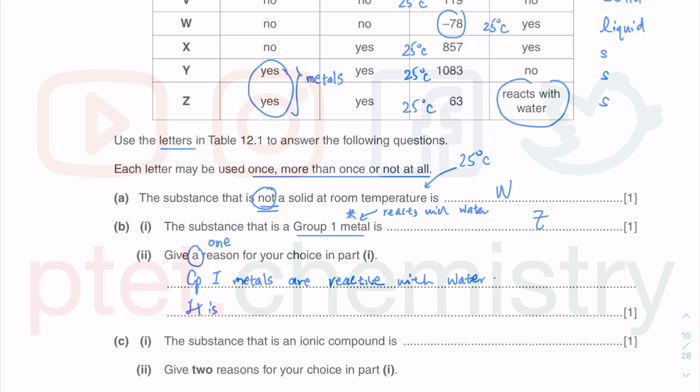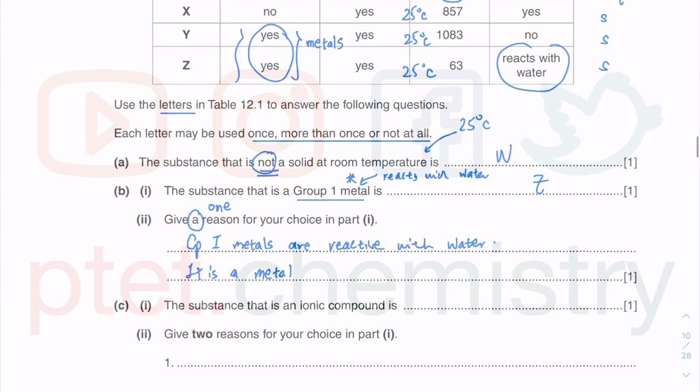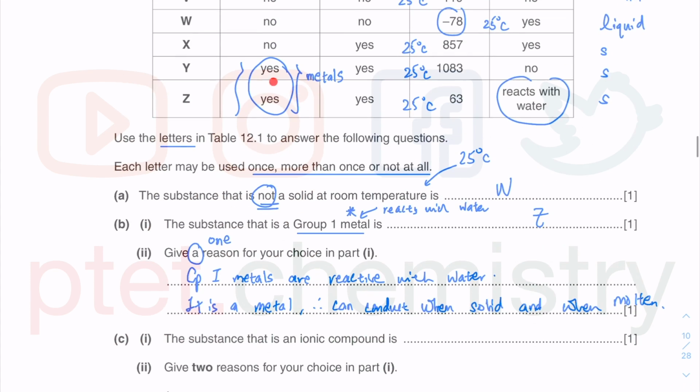It is a metal because it can conduct in the solid. That's what the question says, when solid and also when melted, meaning in liquid state. When you melt, you become a liquid. So both of them conduct when they are solid as well as when they are liquid. So it is a metal, therefore can conduct when solid and also when molten. Alright, they just want one reason. I'm pretty sure this is the better reason than this, because by saying this, Y could also be the answer, but Y does not react with water.